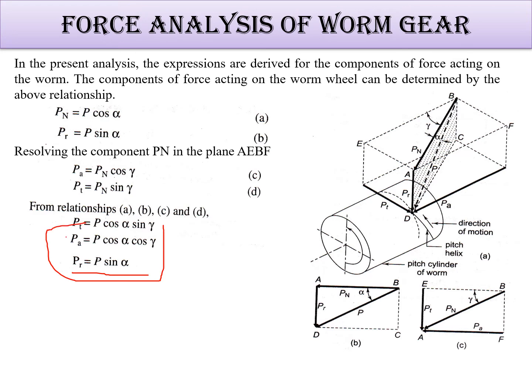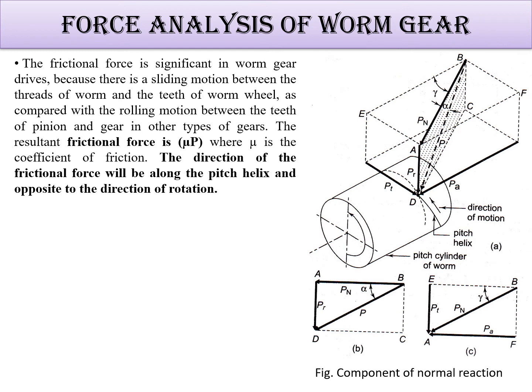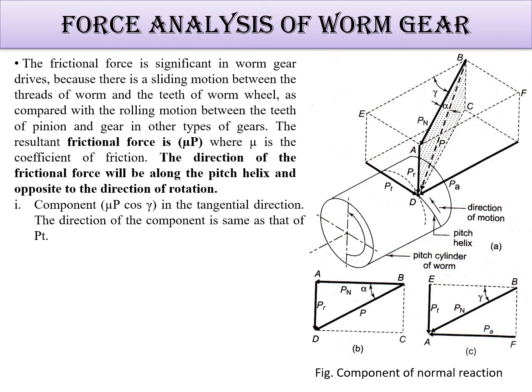Now let's understand in detail. The friction force is significant in worm gear, because there is a sliding motion, so definitely more friction is there. The friction force is given as mu P, where mu is the coefficient of friction. The direction of the friction force will be along the pitch helix and opposite to the direction of rotation. So that we also need to consider.